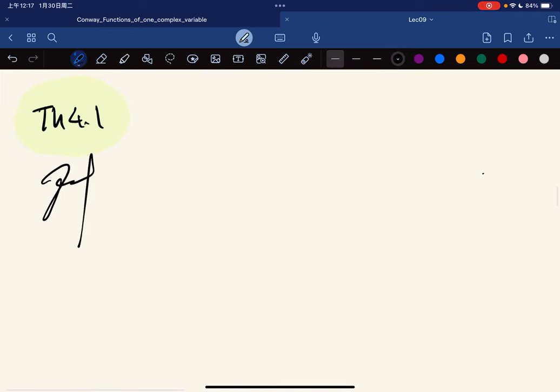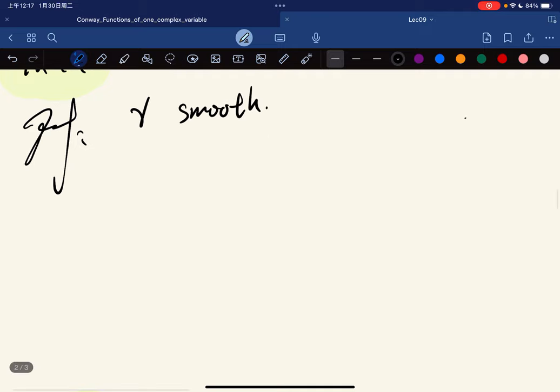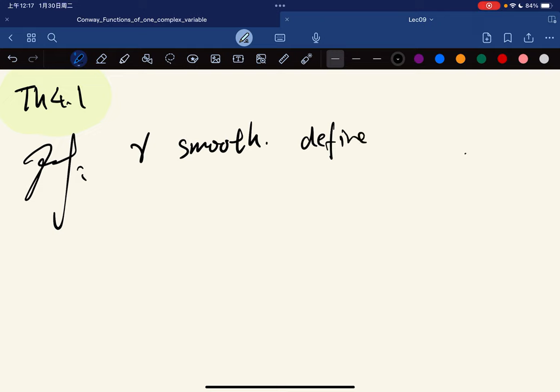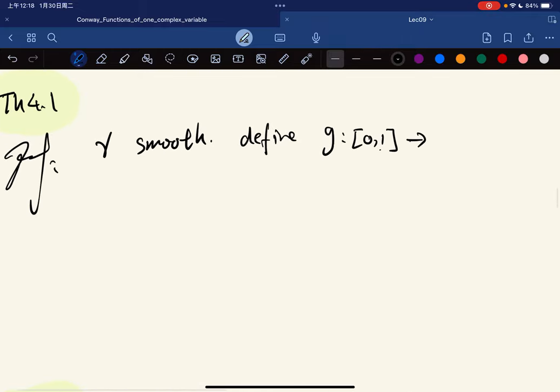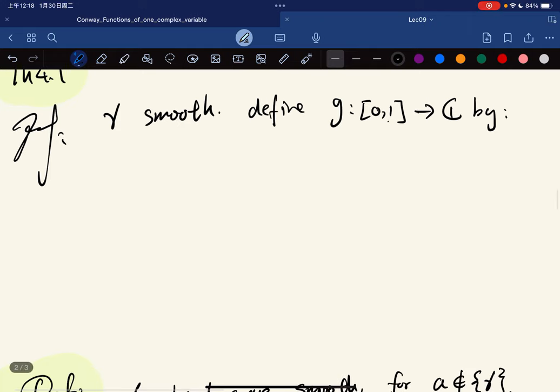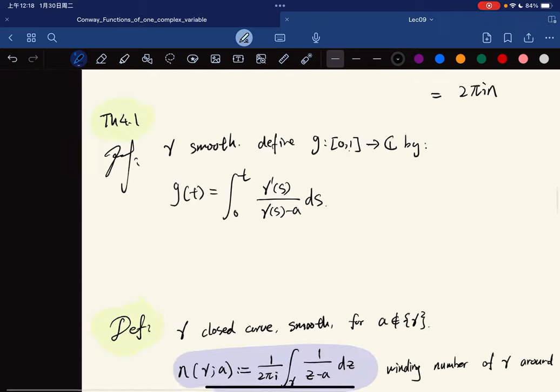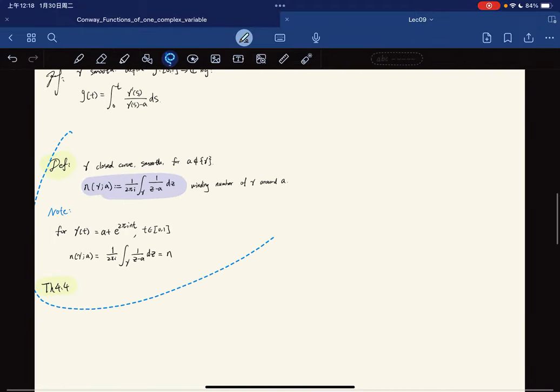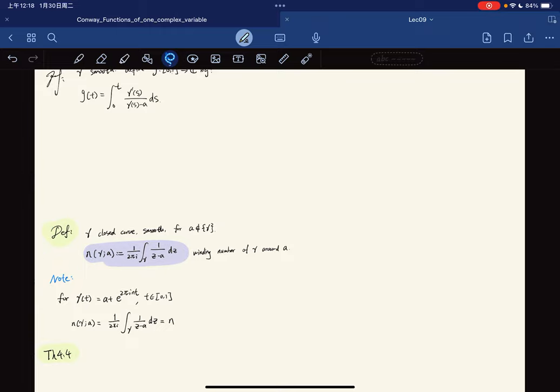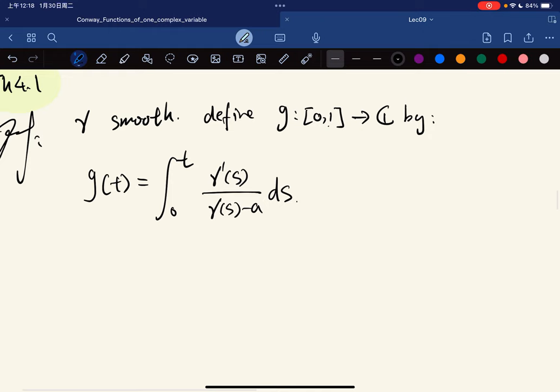Okay, shall we? So the proof is that we consider gamma to be smooth. We define g from [0,1] to C by defining g(t) to be the integral from 0 to t of gamma prime of s over gamma of s minus a, ds. So let's define g(t) to be this.